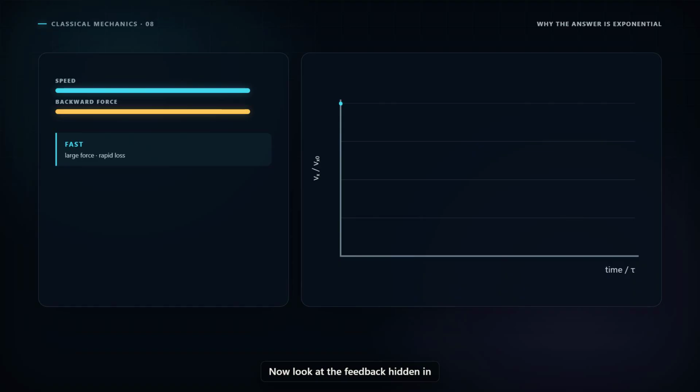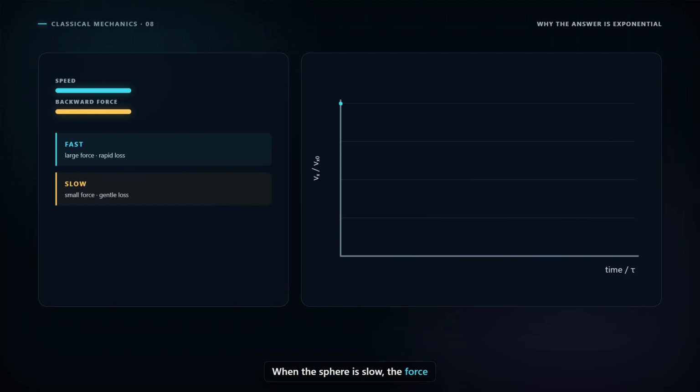Now look at the feedback hidden in that equation. When the sphere is fast, the backward force is large, so its speed falls rapidly. When the sphere is slow, the force is small, so its speed falls gently. The force weakens in exact proportion to the speed it is trying to erase. Divide by m and define tau, the response time, as m over b. Then dvx/dt equals minus vx over tau.